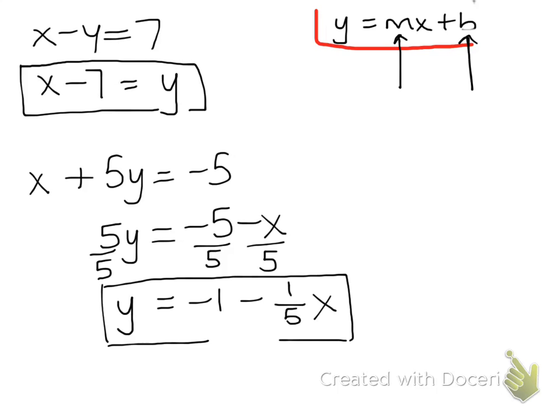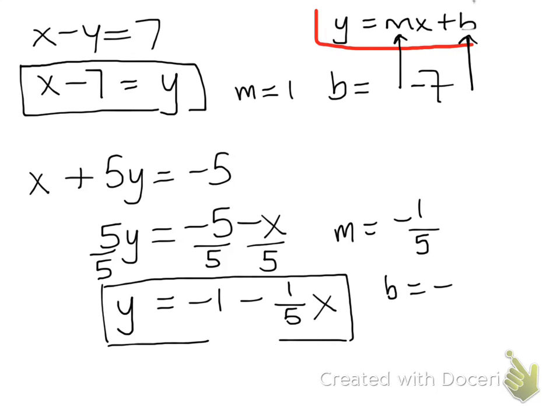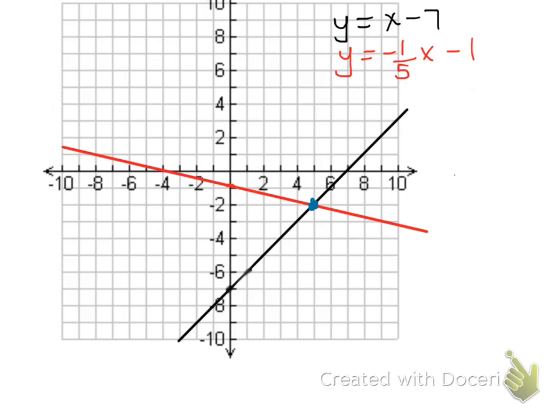So for the first equation, slope is 1 and y-intercept is negative 7. And for the second equation, slope is minus 1/5 and the y-intercept is negative 1. So when I go to graph these two things, all I have to do is plot the y-intercepts. So for the first one, the y-intercept is negative 7, so I go ahead and plot that guy down there.